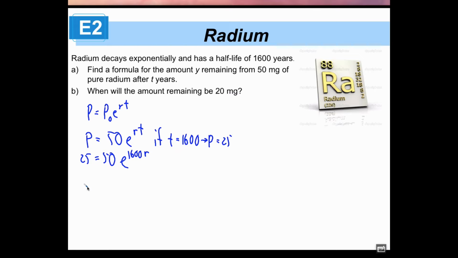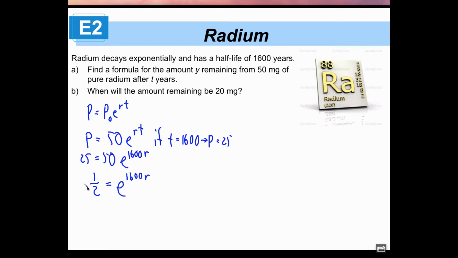First step, divide by 50. Hey, look what happens. Suppose I didn't know how much I started with. Could I still solve for R? Let's suppose I started with a ton of radium. How much would I have after 1,600 years?